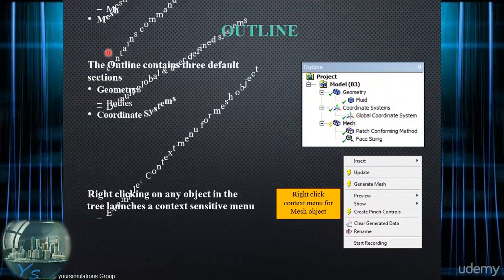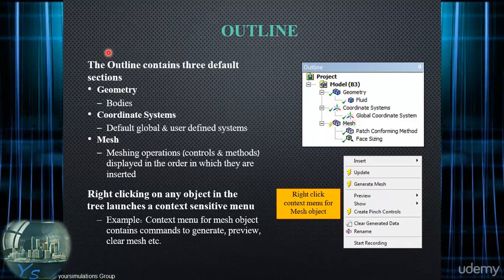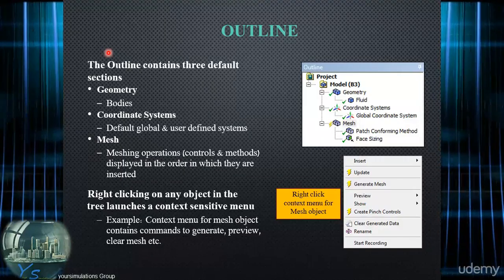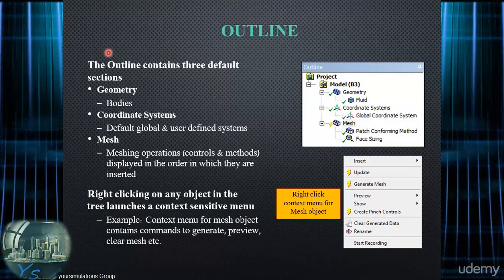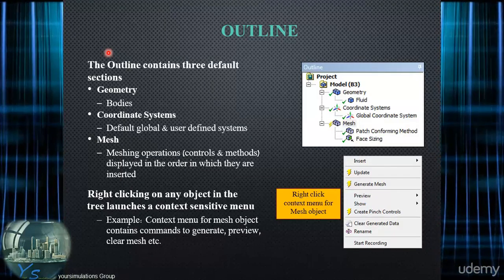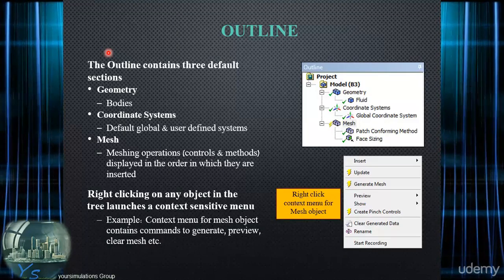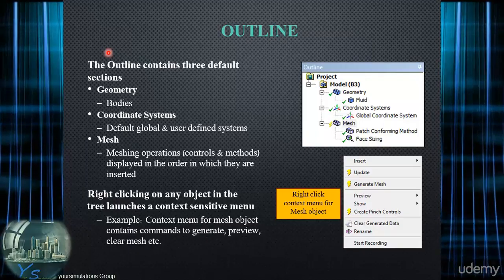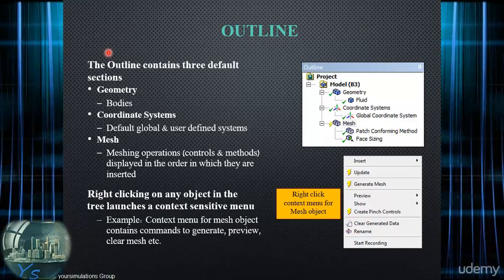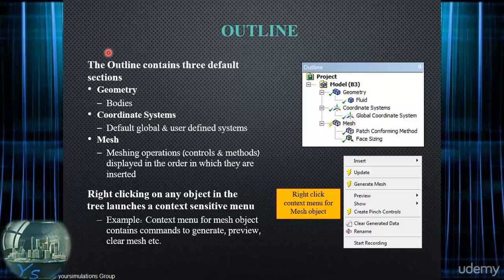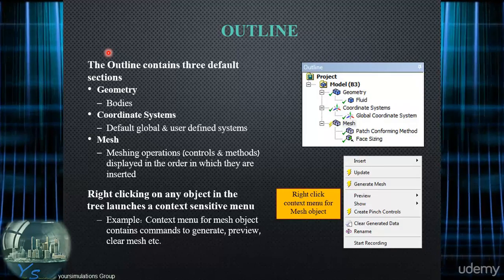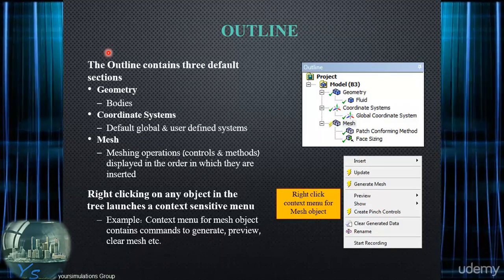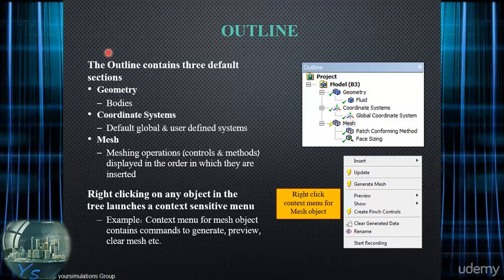The outline contains three default sections: geometry, coordinate system, and mesh. There might be more depending on the geometry and our actions during meshing. The geometry section contains all bodies. Just select this item to adjust the settings in the details. For example, we can correct if a body is considered as a fluid or a solid region. Other useful options are color and transparency.